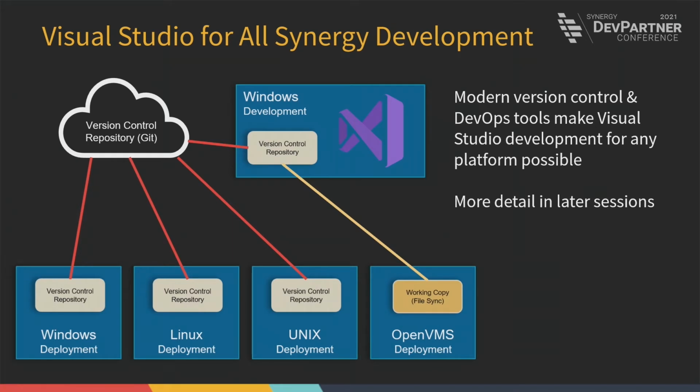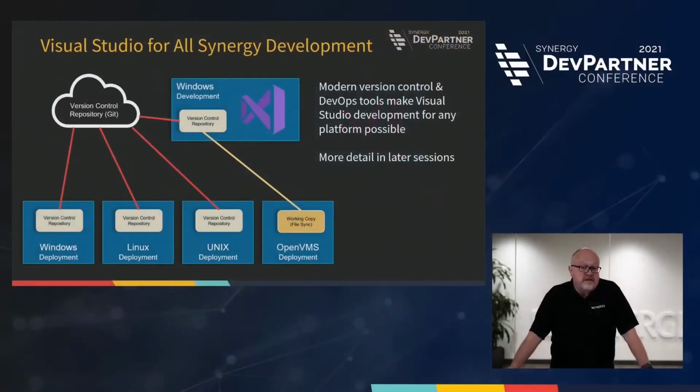OpenVMS is the one system that is difficult to synchronize source code with through version control systems. So we've invented a new solution to that, which I'll talk to you about in another session. But we do have a solution for synchronizing code from a Windows environment to OpenVMS. And then you can even use Azure DevOps build pipelines, for example, to fire off builds on those remote systems, including VMS.